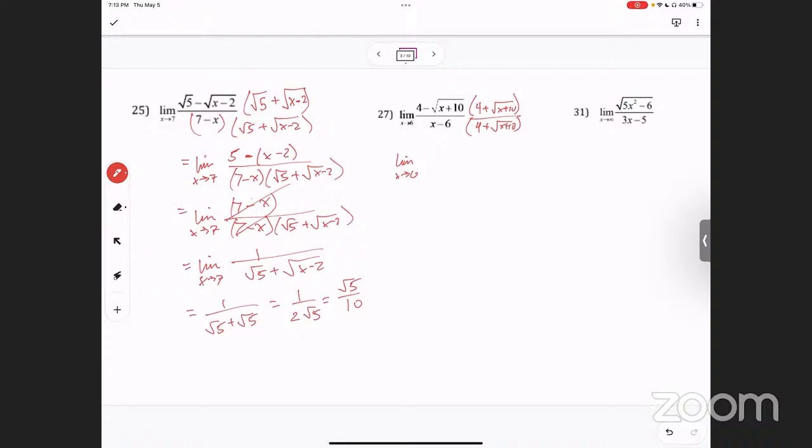Because won't the square roots cancel out on the top only? Well, remember, you're going to first multiply these together. So what is that going to be? Oh, that will be 4 times 4. That's 16. Good. So 16.